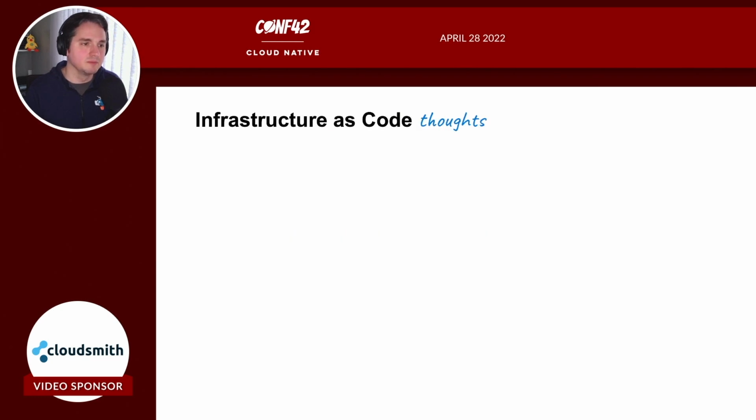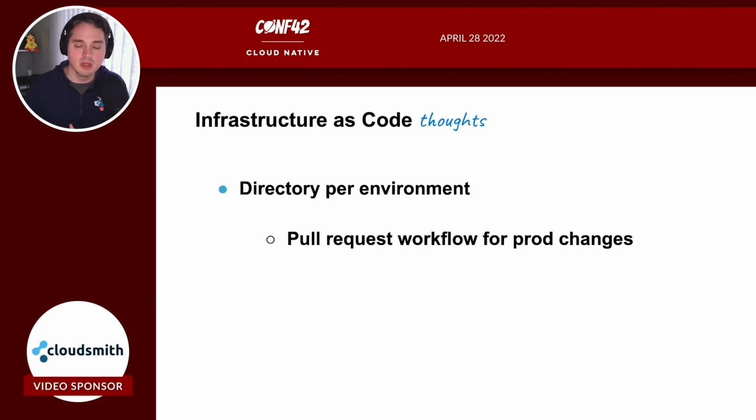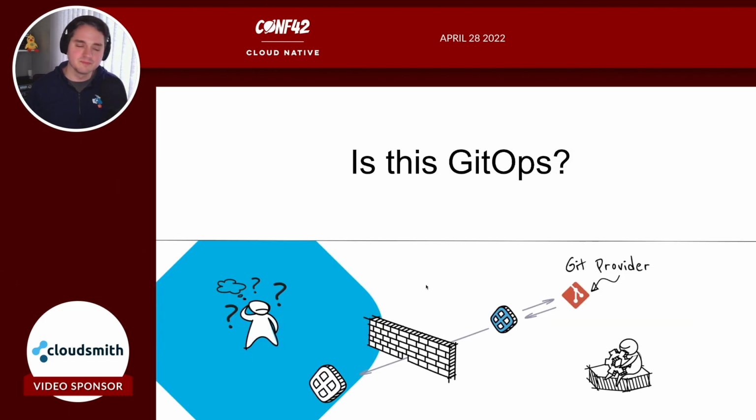So that's that demo. Some thoughts on the directory approach. So the pull request workflow, I could have done a pull request for prod where I couldn't have done it in the previous example. And that ability to tear down the development resources, as I just did, I think is a big advantage. So I can save some money, save some resources, and not run stuff in development when it's not needed. So the big question is, is this GitOps?